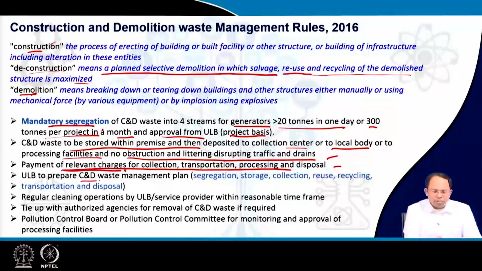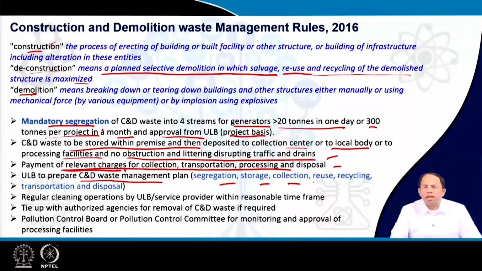So the ULB needs to prepare a detailed C&D waste management plan, including segregation, storage, how much segregation they will do, where they will store, how they will do the collection. Will they develop a system where, based on a booking, they can go and collect the waste at certain times of the day? They have to plan their journeys and routes. They have to combine multiple pickups, all these things together, and for that they can use the traveling salesman problem, VRP and so on, to plan their journeys and the routes for the vehicles. In addition, reuse, recycling, transportation and disposal all have to be thought of while preparing the C&D waste management plan.